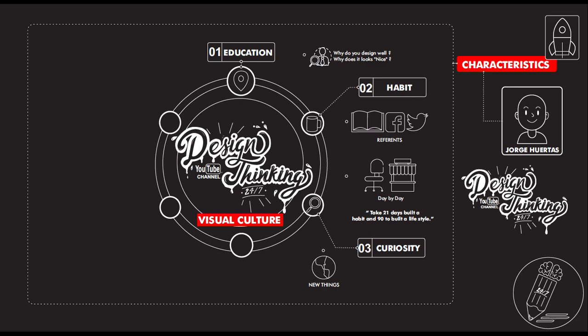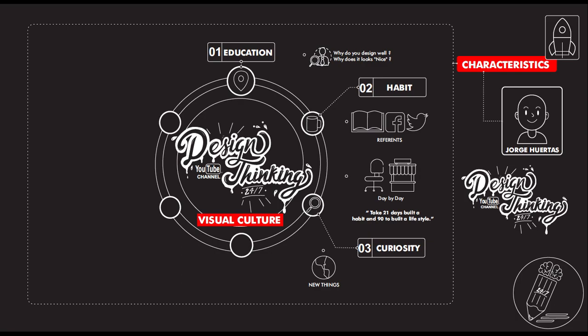It takes 21 days to build a habit and 90 to build a lifestyle. It means that you need to study every single day about color, about typography, about forms, morphology, about everything. You have to be very curious. Instagram is an application that works really well for that. Also, Pinterest is really good for that as well, so you can educate yourself visually.